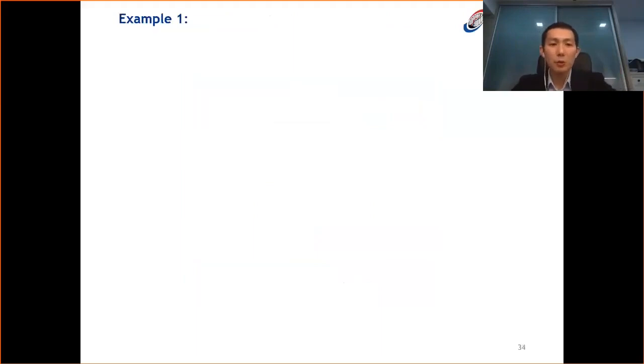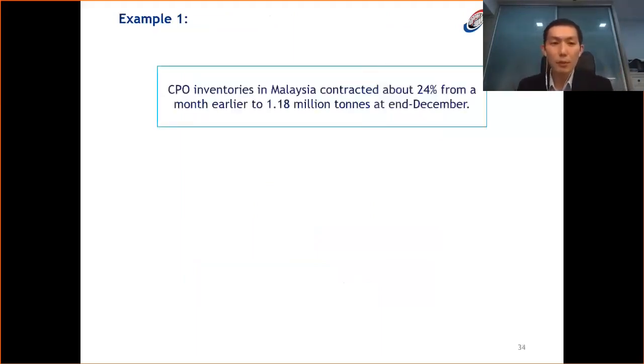So let's go on with a few examples. Example number 1. This is based on the actual market; it has already happened before. So, if CPO inventories in Malaysia contracted about 24% from a month earlier to 1.18 million tons at the end of December. Let me highlight the important keywords for you. The first one is CPO inventories. The next keyword is contracted.